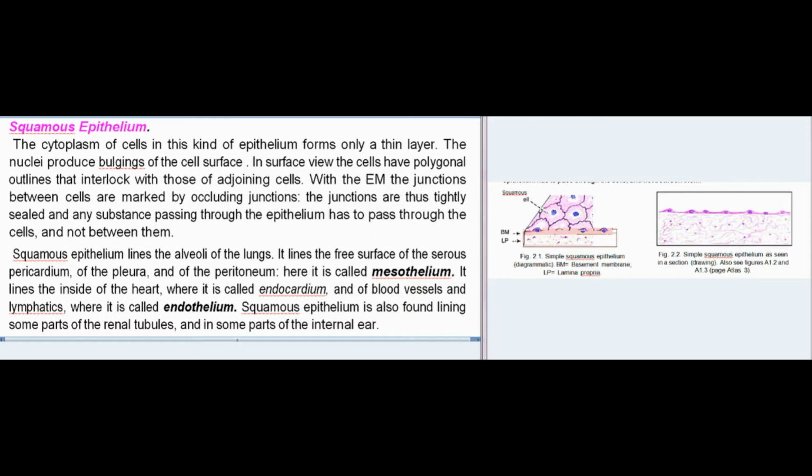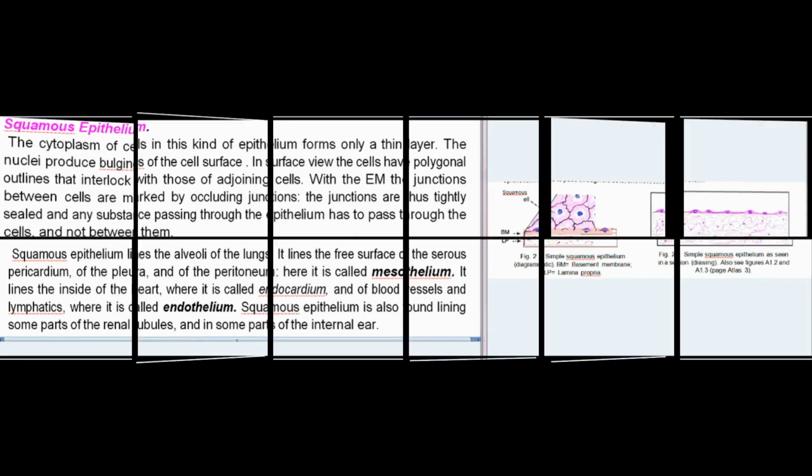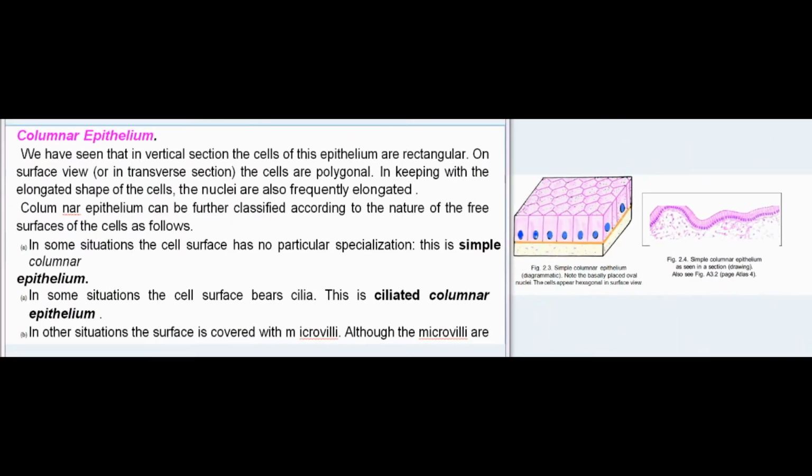Squamous epithelium lines the alveoli of the lungs. It lines the free surface of the serous pericardium, of the pleura, and of the peritoneum, where it is called mesothelium. It lines the inside of the heart, where it is called endocardium, and of blood vessels and lymphatics, where it is called endothelium. Squamous epithelium is also found lining some parts of the renal tubules, and in some parts of the internal ear.